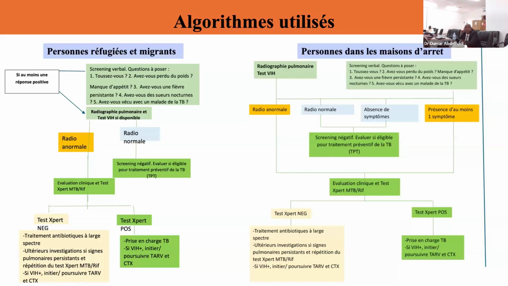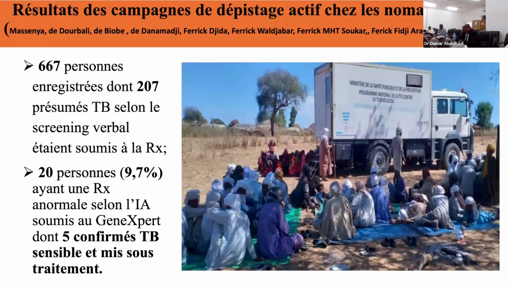So here are the algorithms that we use for those populations. Those algorithms are normally known in the different countries, and we applied those algorithms. It starts, therefore, with a verbal screening, and then we do X-ray, etc. In the detention centers, we start by X-ray screening, and when you have signs of TB, then we do a test. But these are things that I'm sure you know already, and I'm not going to go hard on this. Next slide. Next.